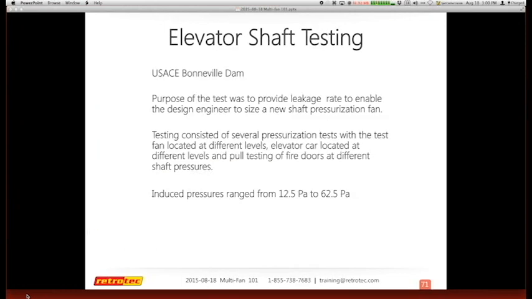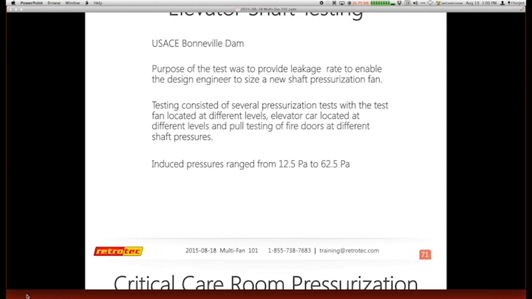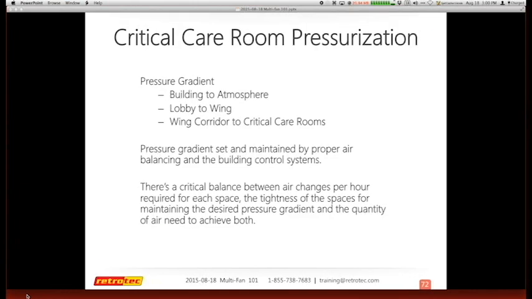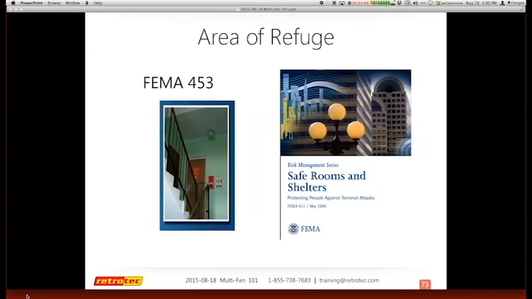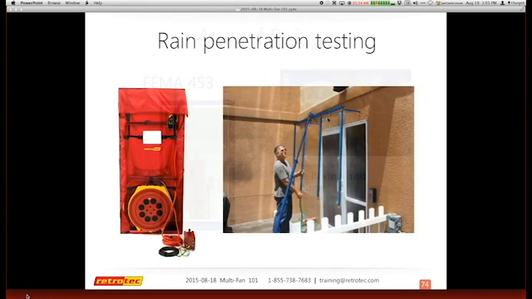The next one we have here is elevator shaft testing, which in some cases is a required test. So you can see that with pressurized stairwells, underfloor testing, elevator shaft testing, enclosure integrity testing. Then we go to the next slide, critical care. The next one is areas of refuge. You may be able to do several tests in the same commercial building. So what I want to do is I want to open up your eyes to a bunch of opportunities.